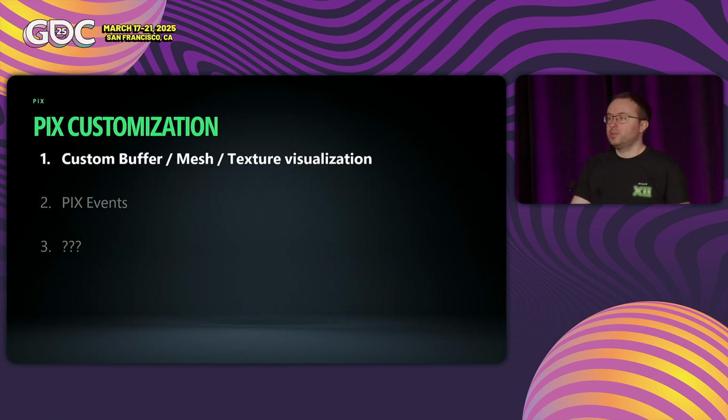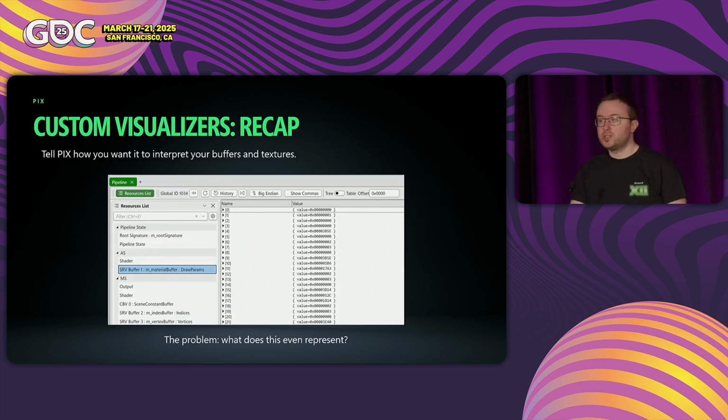So I'm going to talk about some of the things the team's been doing to improve PIX customization in order to allow you to express what it is your engine or your title is doing. The first of those is a feature that we call custom visualizers. So what I'm talking about here is a feature that actually shipped in the December build of PIX last year and had been available in the Xbox version of PIX prior to that.